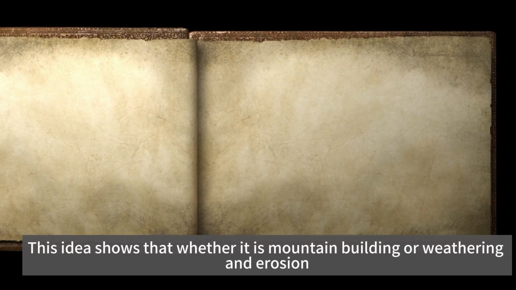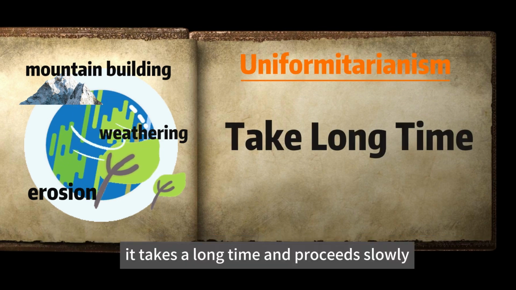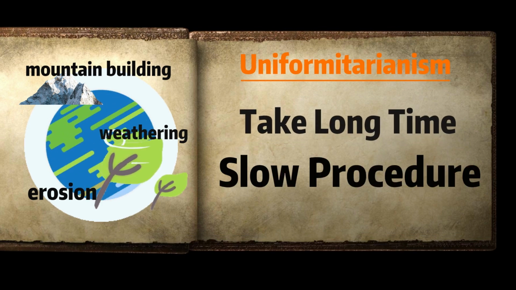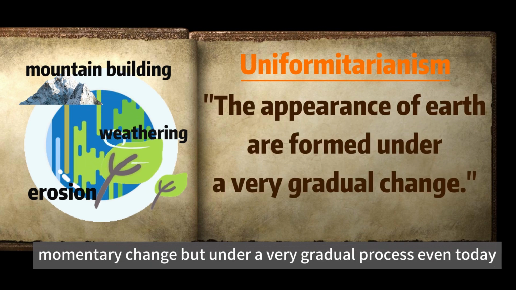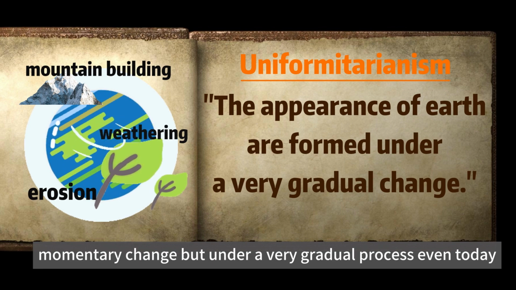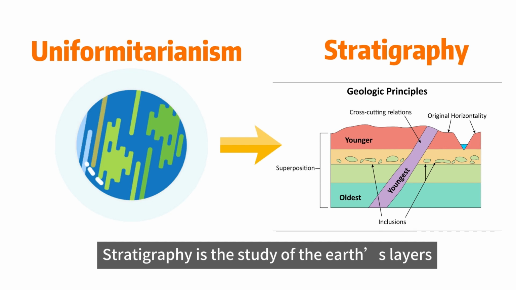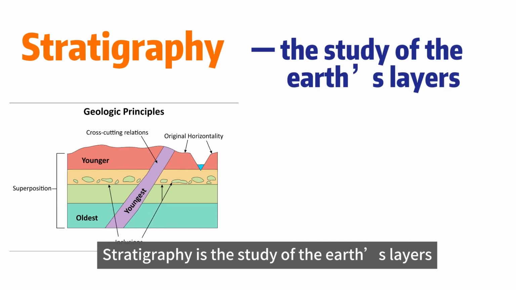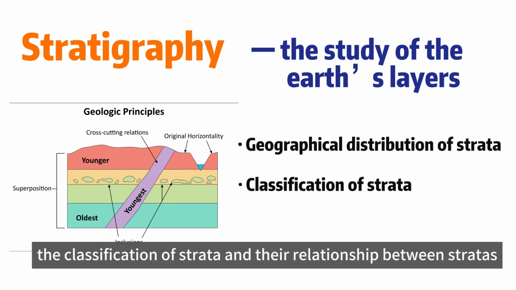This idea shows that whether it is mountain building or weathering and erosion, it takes a long time and proceeds slowly. So the current appearance of Earth's crust is not created by a momentary change, but under a very gradual process even today. Uniformitarianism guides the principles of stratigraphy. Stratigraphy is the study of the Earth's layers. It tells the era and geographical distribution of strata and studies the classification of strata and their relationship between strata.